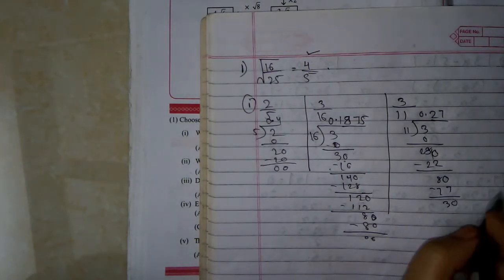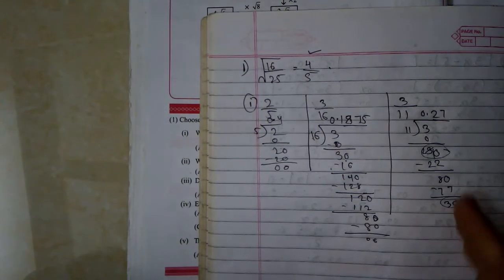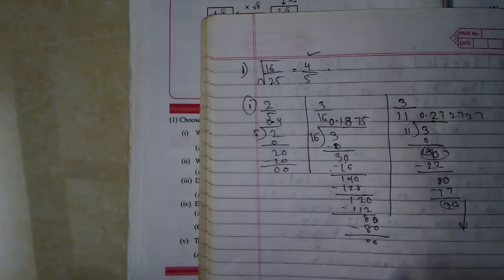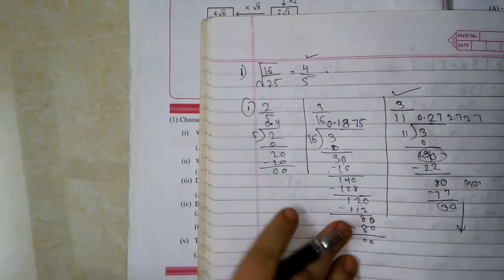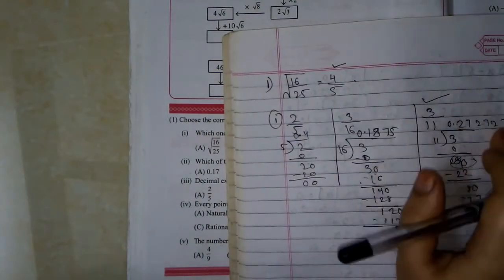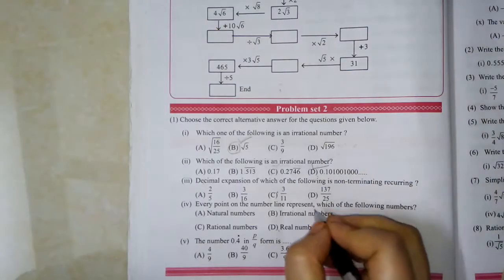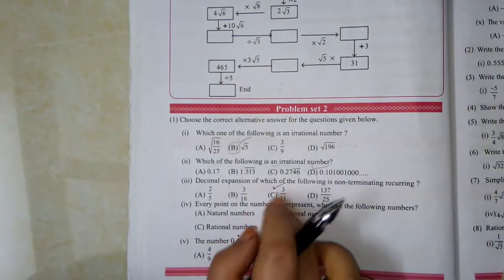Okay, 30 will come. Now if we look here, 30 and 30, that means after this it will be repeating like 27 27 27 27. Okay, so this will be our correct option, that is, this is non-terminating and recurring. That means the digits 2 7 are repeating. So our option will be option number C. Okay, so option number C will be our correct option. We are not checking the others because we know we are getting the correct answer.